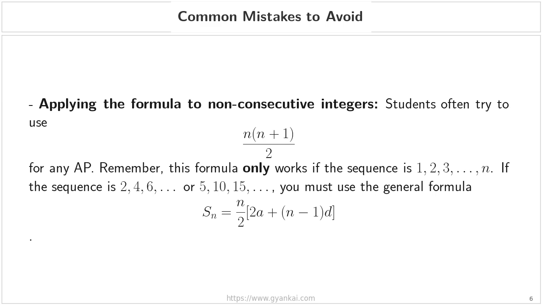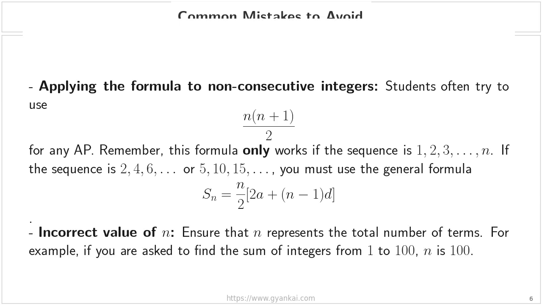like 1, 2, 3, and so on, up to n. If your sequence is something else, for example, 2, 4, 6, and so on, or perhaps 5, 10, 15, you cannot use the shortcut. In those cases, you must revert to the general formula we discussed earlier. n over 2, multiplied by the quantity 2a plus n minus 1 times d.